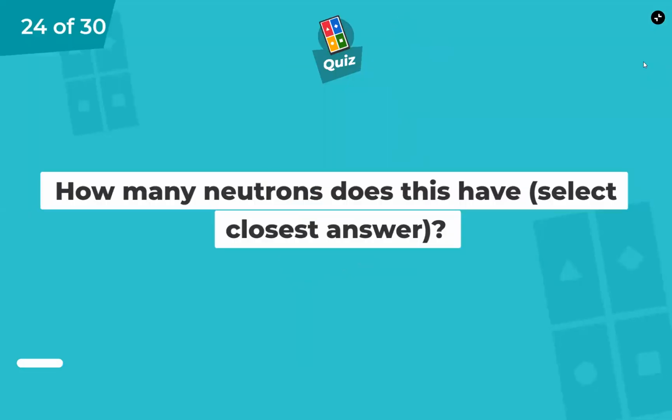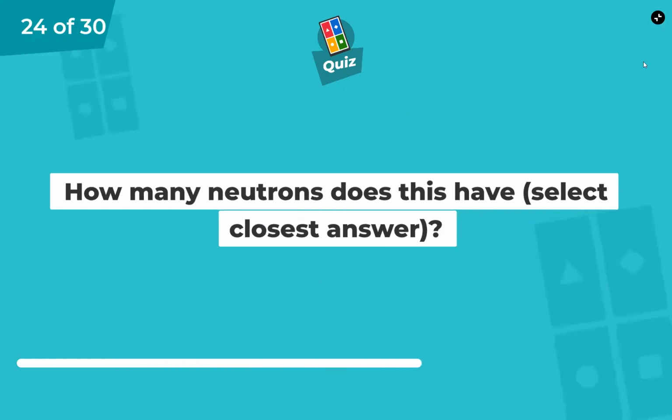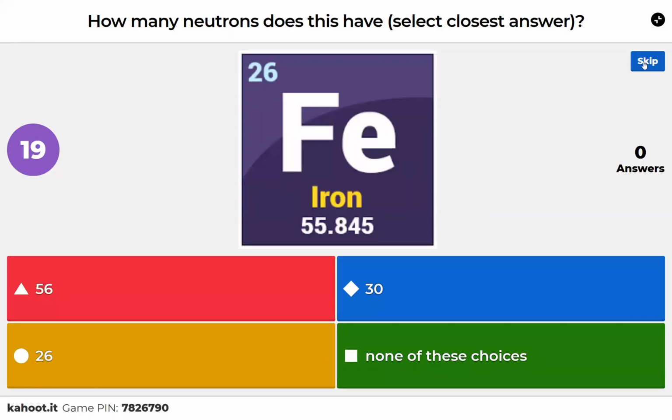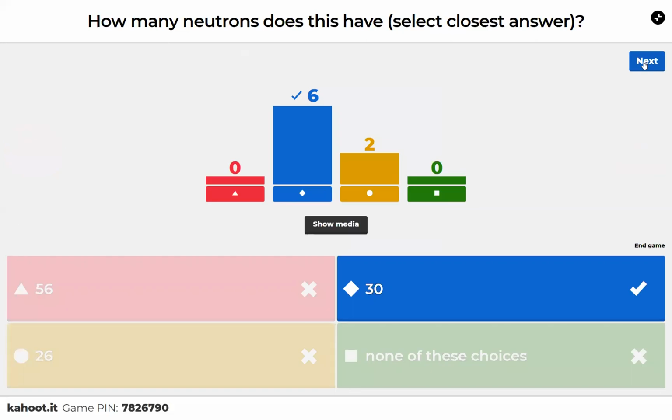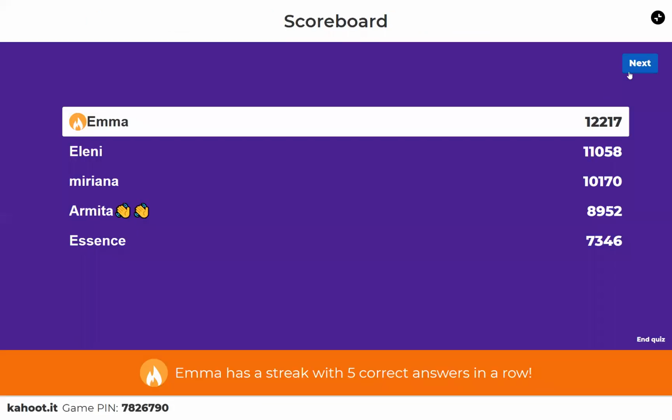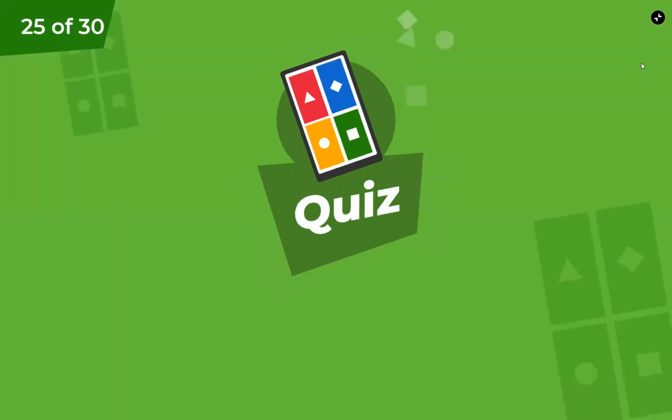Regarding iron again, how many neutrons would it have? Remember the formula for that. It would be the mass number minus the atomic number. Yep, 56 minus 26 is 30. All right. Okay. It's pretty tight up there. All right, let's keep going.